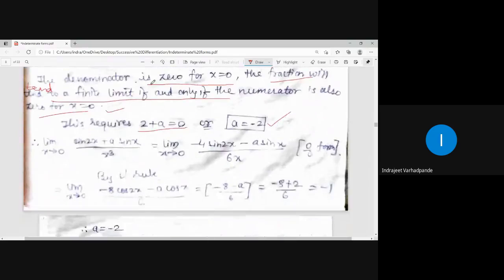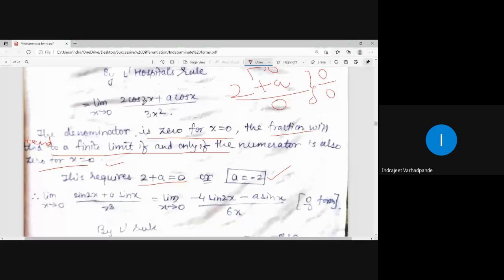Now go on simplifying. What is the derivative of cos 2x? Minus sin 2x times 2. So this is minus 4 sin 2x minus a sin x upon 6x. We put the value of a in the last step. Right now you go on calculating with a itself, unless the denominator turns out to be a non-zero quantity. The denominator should be non-zero.